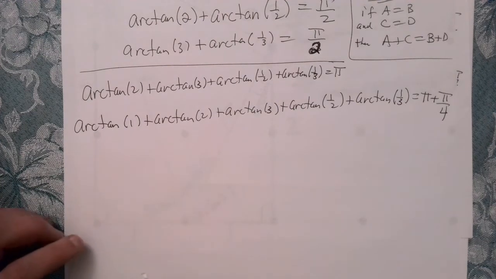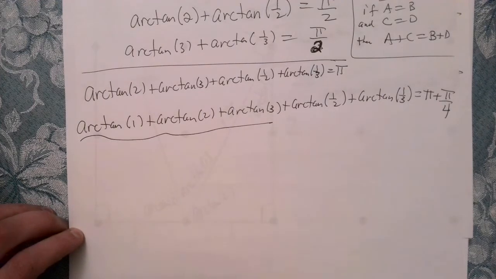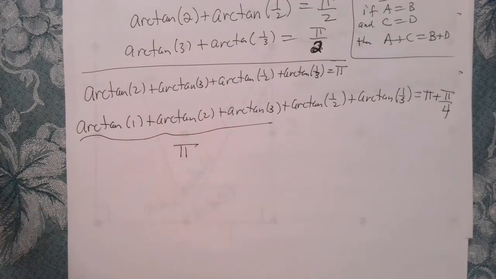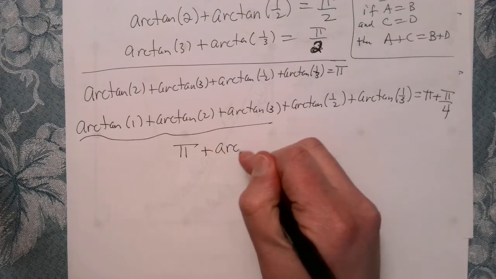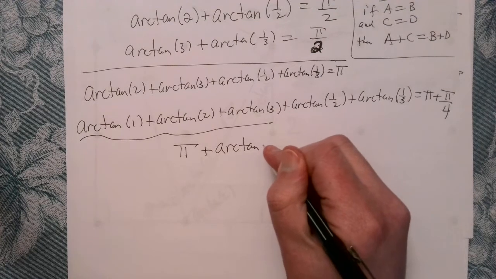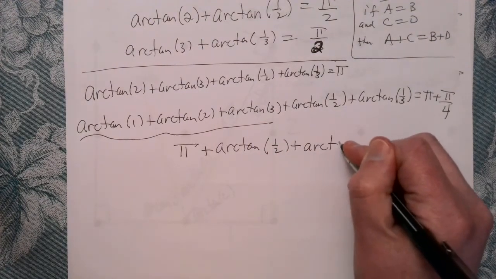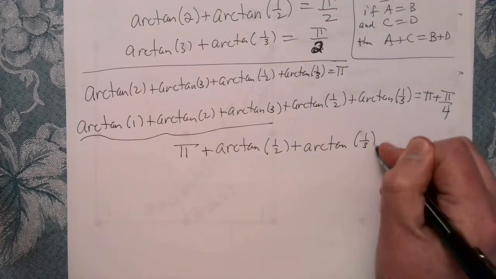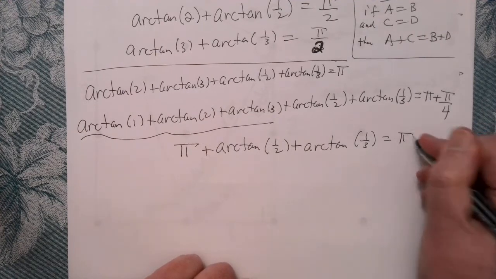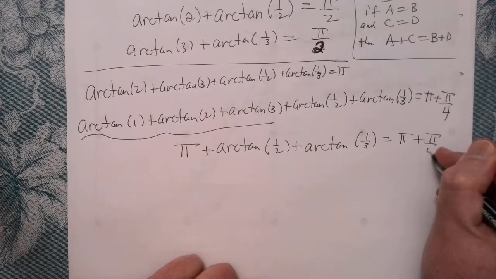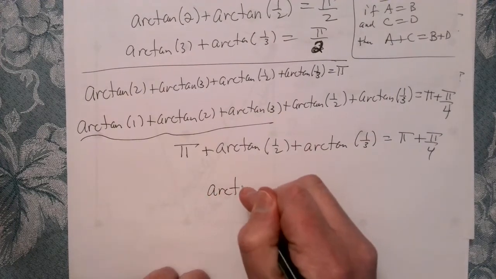Okay, but notice something. This quantity right here, what did we just prove? We proved this was equal to pi. So we've got pi plus the arctan of 1/2 plus the arctan of 1/3 equals, well, I could call that 5 pi over 4, but I could also just leave it because I'm about to subtract. And if I subtract pi from both sides, we get our result. How cool is that?